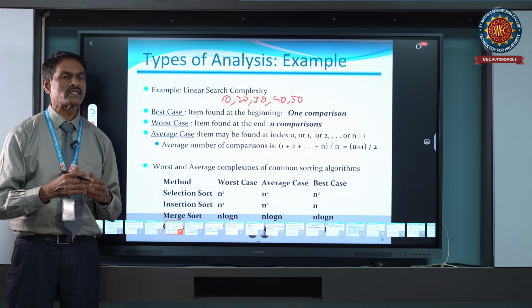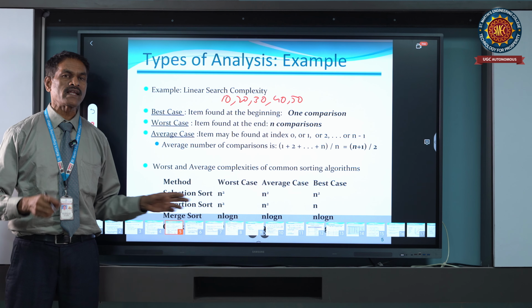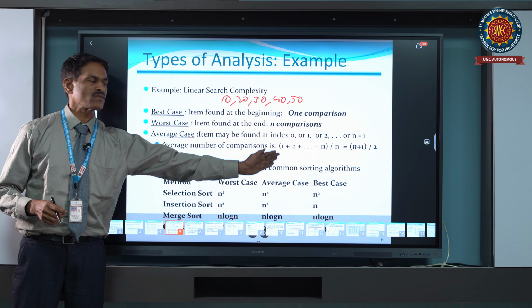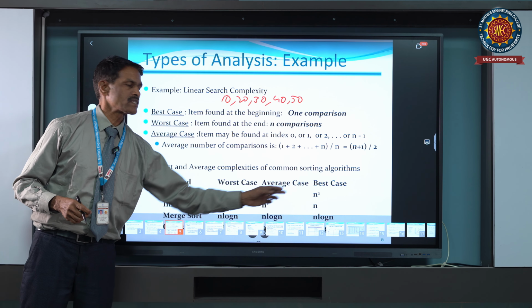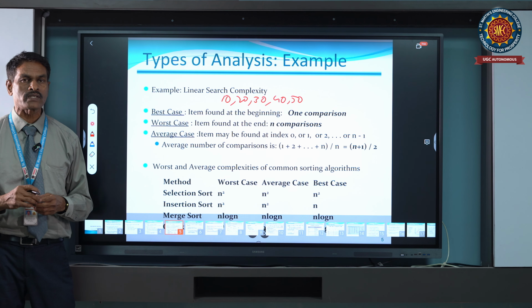So there is a for loop running n plus 1 times, and the next for loop also n plus 1. That mechanism gives the worst case. In the same way, the best case is n square, and the average case is also n square. So for selection sort, all three are n square.